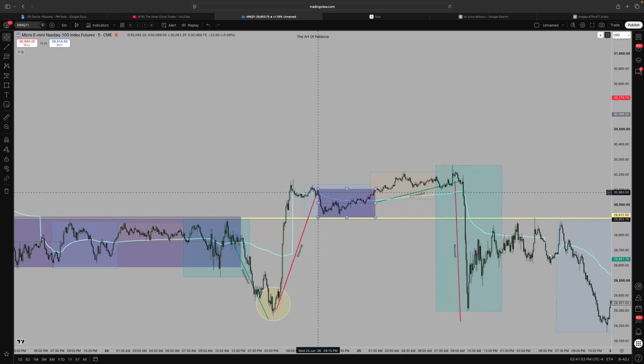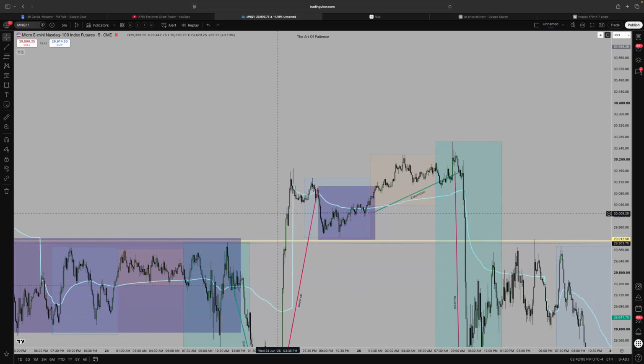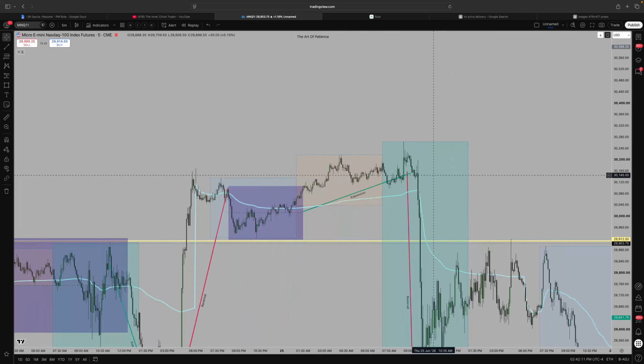And then again, finally, in that Asia session, price started trading sideways. That is the consolidation, and the cycle repeats over and over again. Out of this consolidation, price finally breaks out. Beautiful expansion move. And then we have a nice market structure shift.